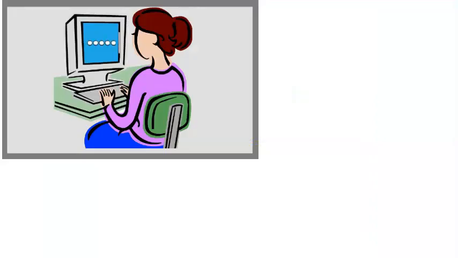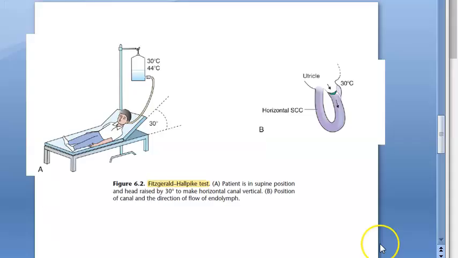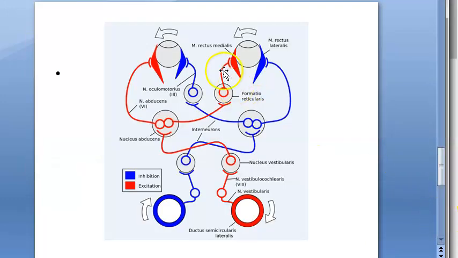So what exactly do they think will happen if you put cold water or hot water? Once they put the water, they will check the movement of the eye. Here's the ear, they're putting water in the ear, and they're checking the movement of the eye, which is going through all these neurons. So you're kind of checking the brain.